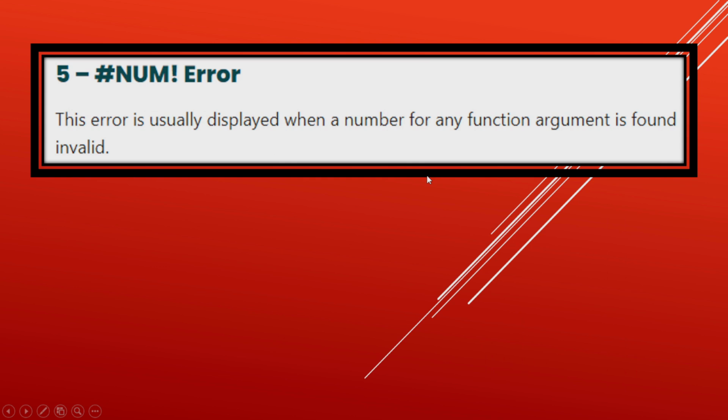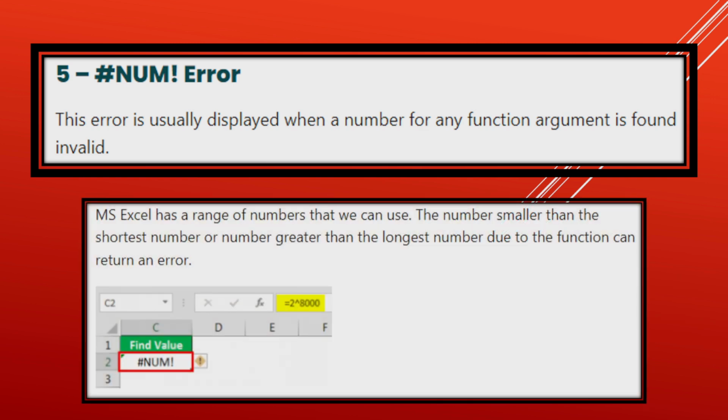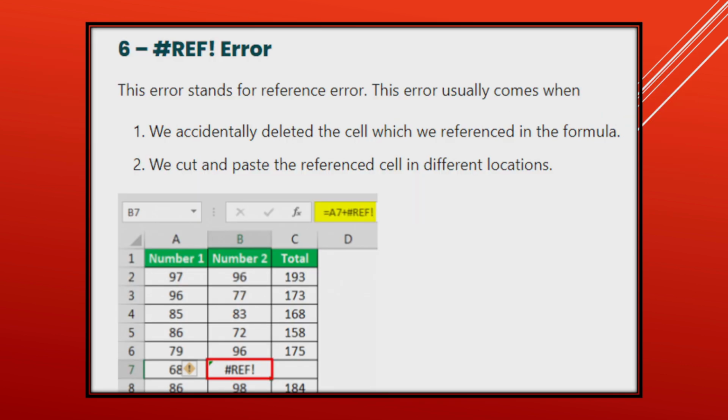Then we've got the #NUM! error. This error is usually displayed when a number for any function argument is found invalid. So here, for example, MS Excel has a range of numbers that we can use. A number smaller than the smallest number or greater than the largest number that the function can handle can return an error, and there we have an example of that.